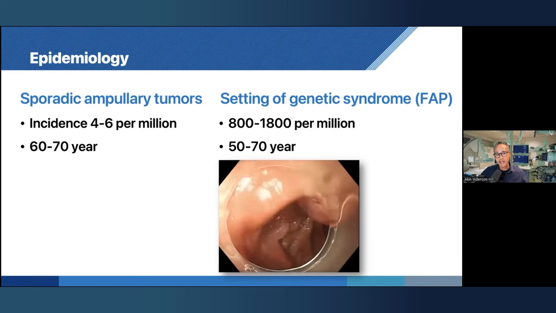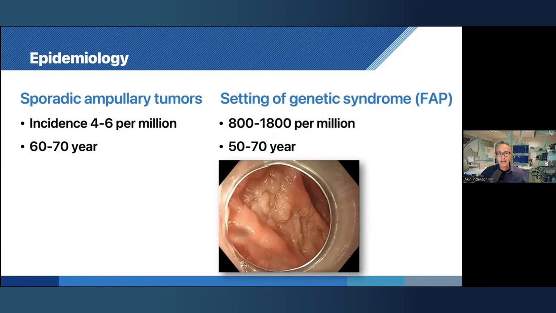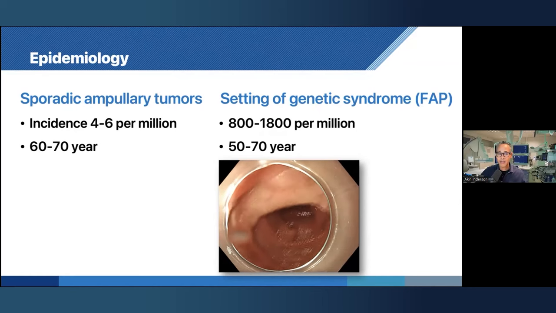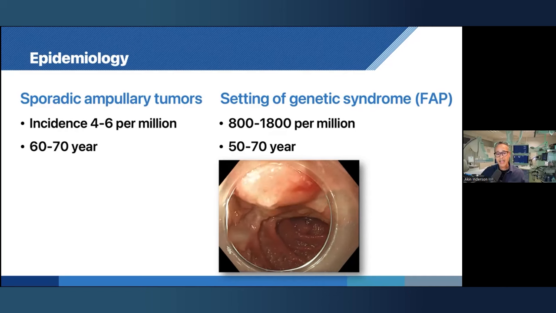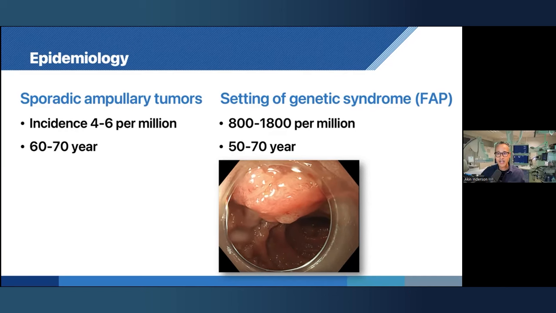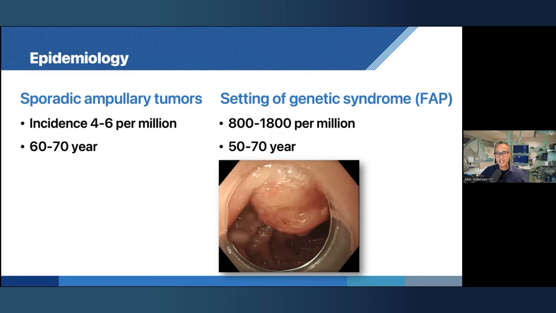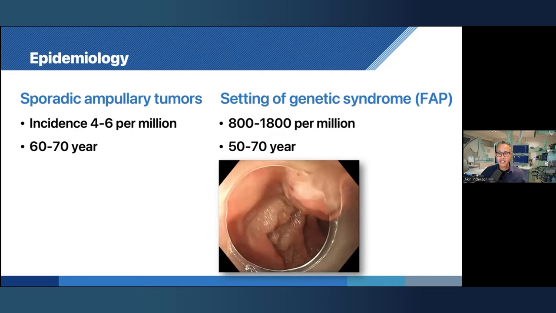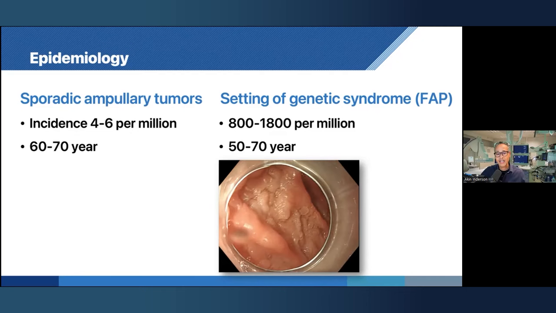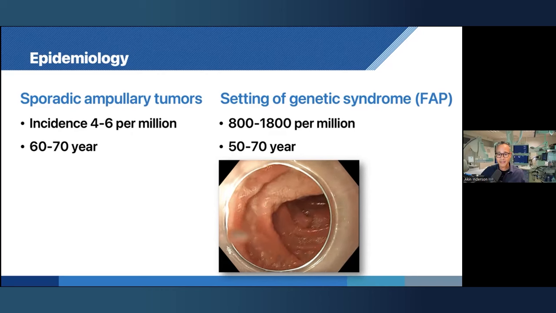Considering epidemiology, these lesions are rare. Most of them are sporadic ampullary tumors with a very low incidence of only 4 to 6 per million. And you will encounter those in patients of about 60, 70 years of age. The incidence is much higher in the setting of genetic syndromes like FAP. Then you have a very high incidence, and you will find these lesions at a lower age of patients.